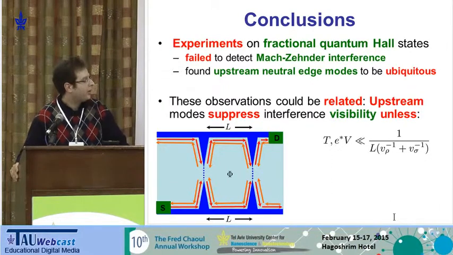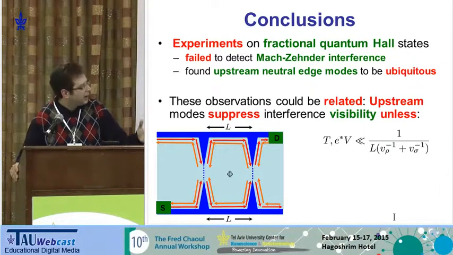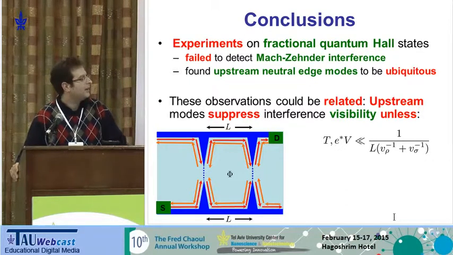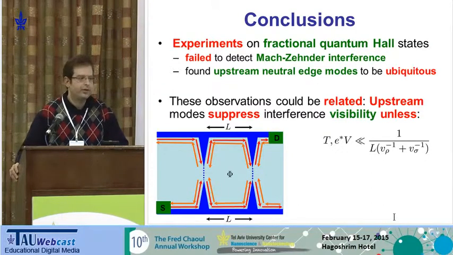And if our theory is right, it also gives us a limit on how low the temperature and the voltage that we apply must be, for a given sample size, in order to see interference. So this is the end, and I would like to thank you for your attention.